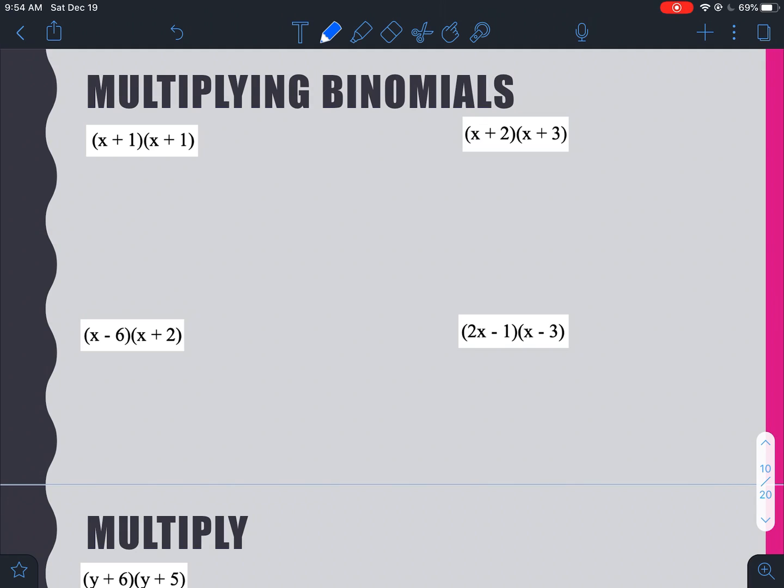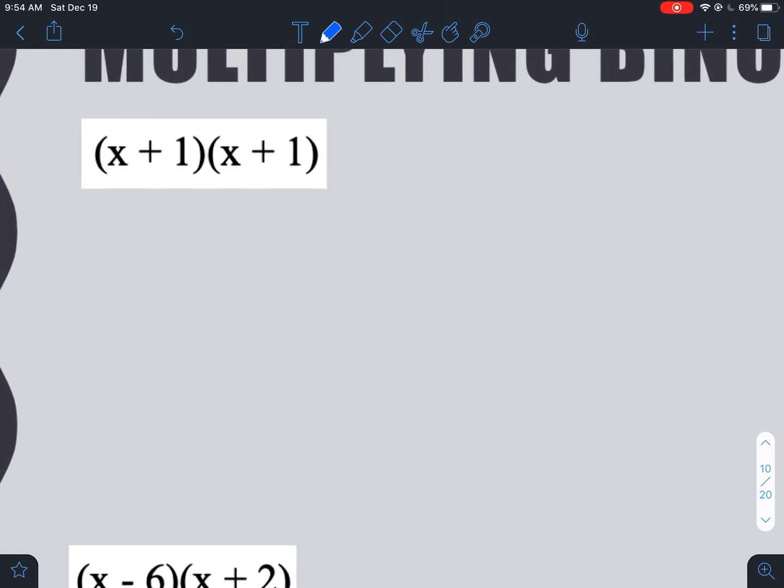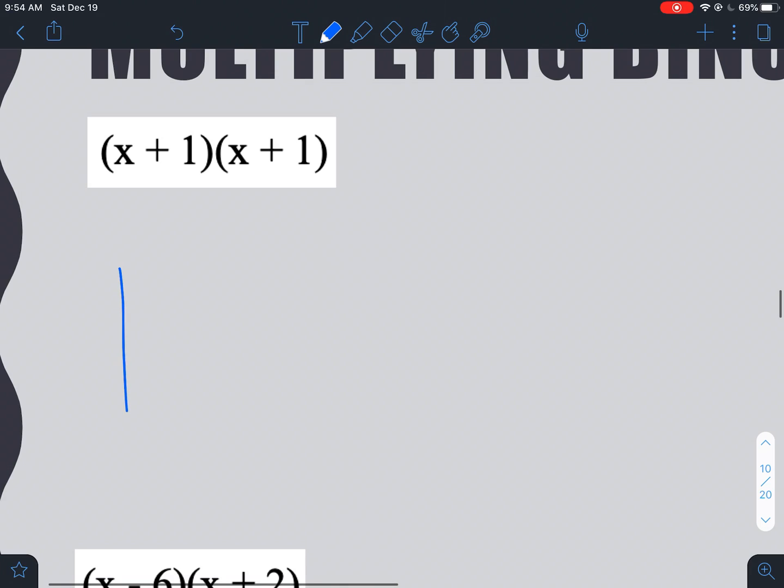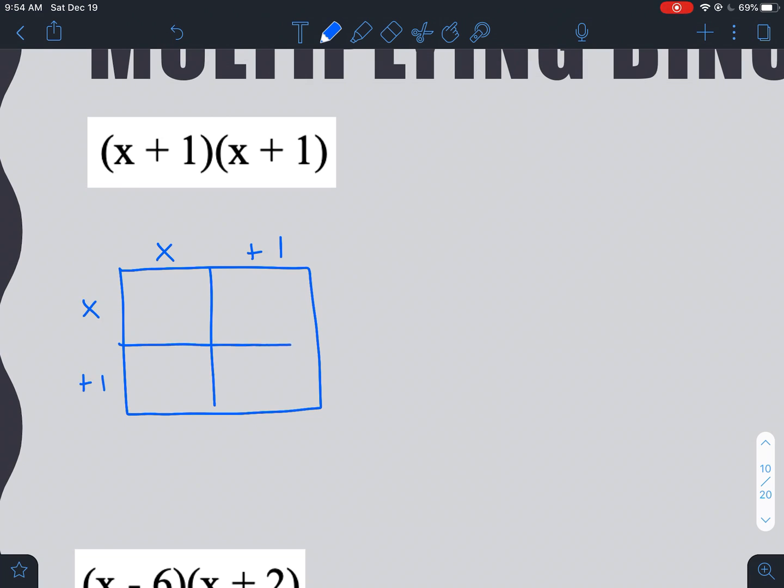All right, so multiplying binomials. I told you I'm going to show you two different ways to do each of these problems. The first way we're going to do it is with the multiplication box. So we're going to make a box, and I'm taking x plus 1 times x plus 1. So I'm going to take x plus 1. That'll be my first thing that I'll write. So x plus 1. And then down the side, I also have x plus 1 because I'm doing x plus 1 times x plus 1.